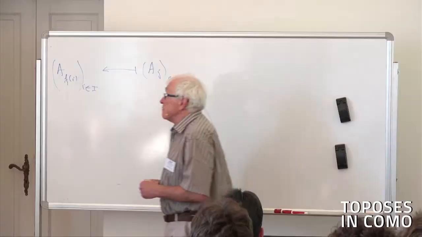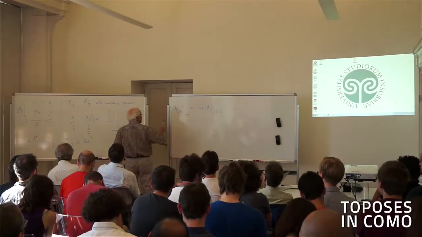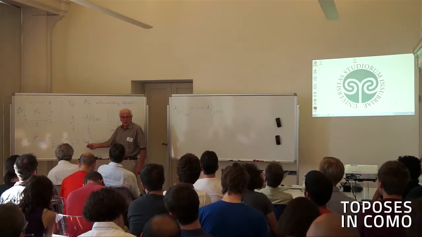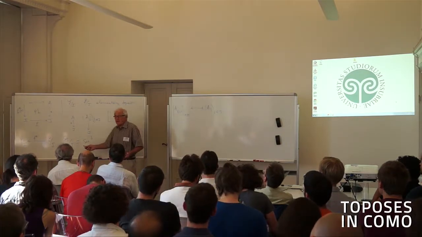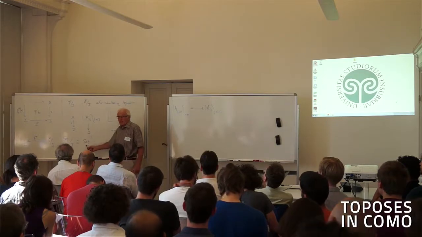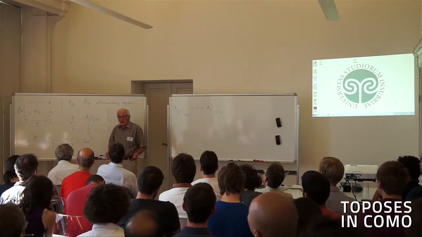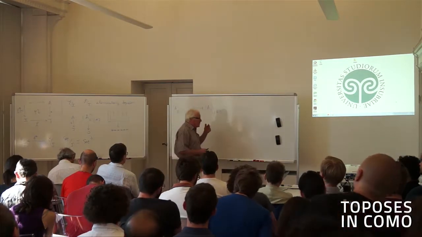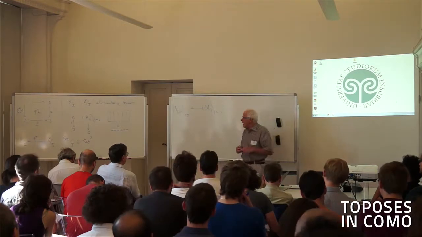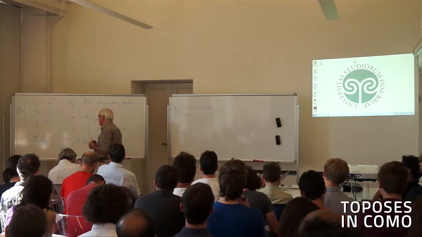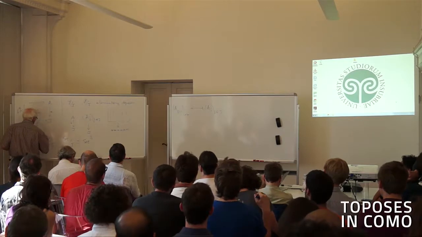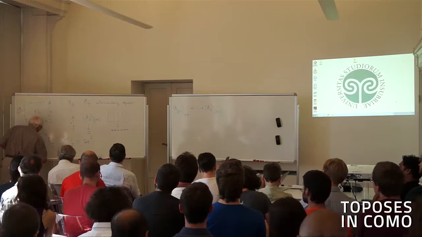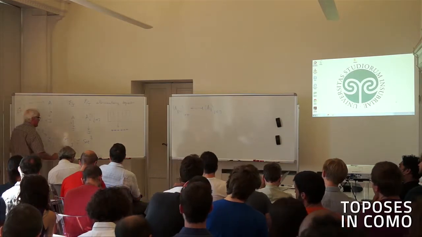And so, since the topos structure is defined component by component, there is no difficulty at all to see that this is a topos. So that's the situation in the case of sets. And the very important result in an arbitrary topos is that you have two adjoint functors like that.